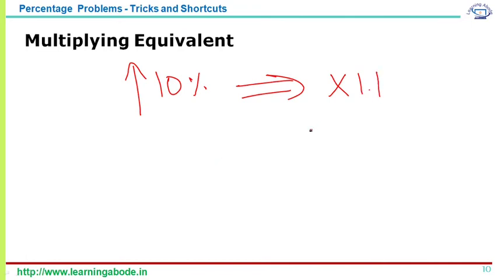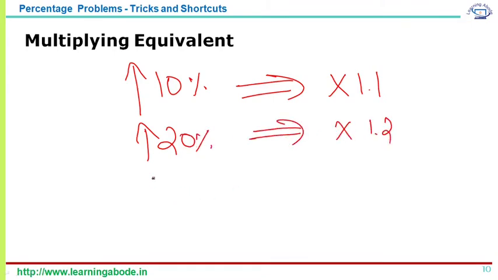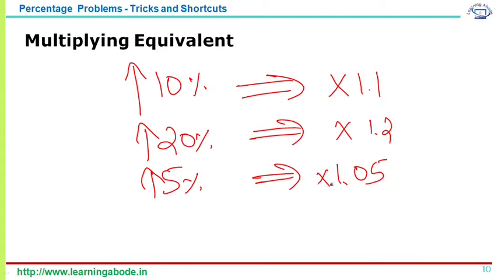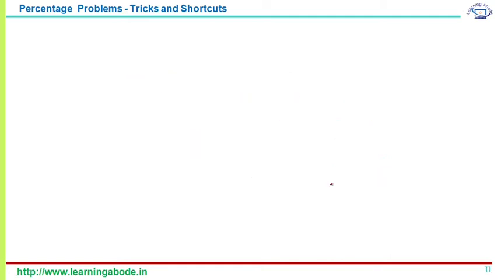A 10% increase you can multiply by 1.1. A 20% increase you can multiply by 1.2. A 5% increase, you can multiply by 1.05, and so on. Now this helps in a lot of ways. I'll show you how in a moment.